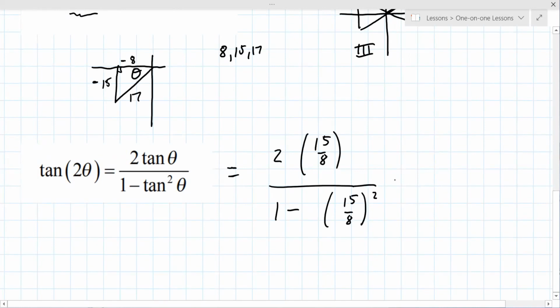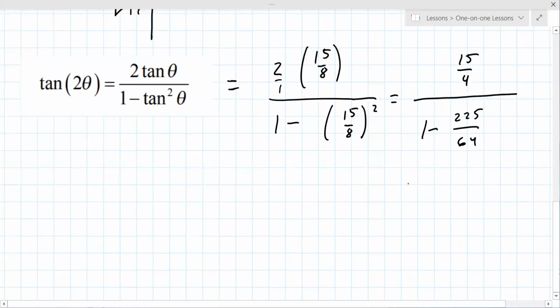So this becomes, and this is where you just have to get good at simplifying. It's better to divide first. So it's 15 over 4 over 1 minus 225 over 64. So this is like 64 over 64 minus 225 over 64. And if you have a calculator, definitely grab it at this point and just simplify this. This is minus 161 over 64.